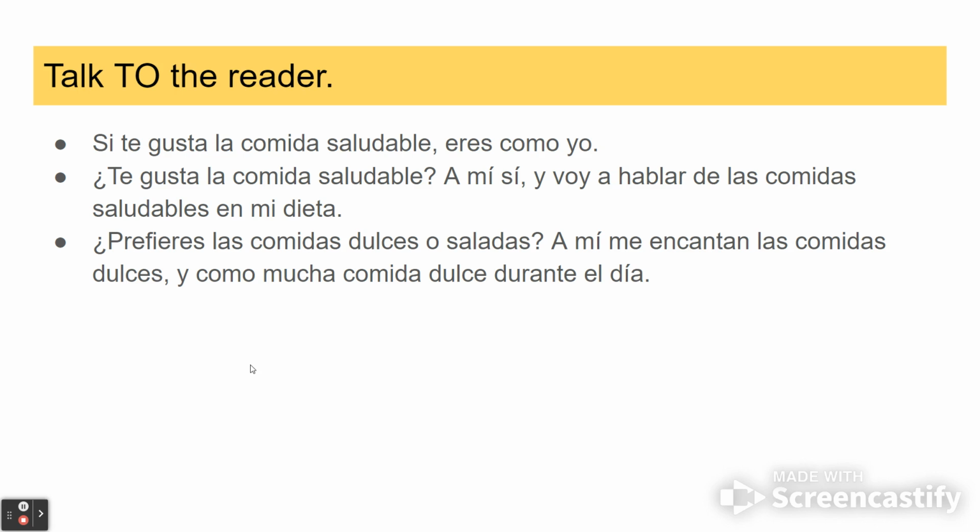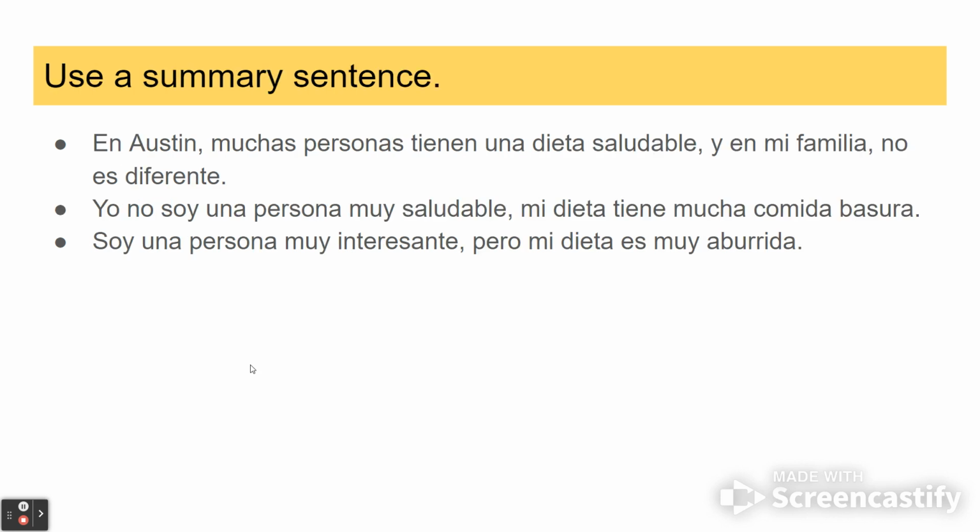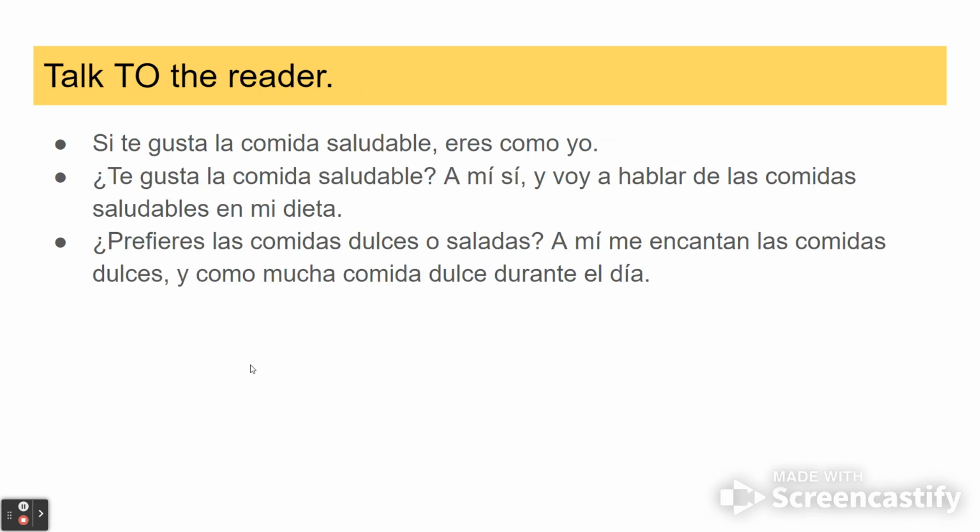¿Prefieres las comidas dulces o saladas? A mí me encantan las comidas dulces, y como mucha comida dulce durante el día. So here, I'm asking the question, and then I'm turning it and talking about myself, talking about what I like, and how this last one shows that I'll be talking about all the sweet foods that I eat during the day. So our strategies for writing an introduction, something that we would know how to say, are to use a summary sentence and to talk to the reader.